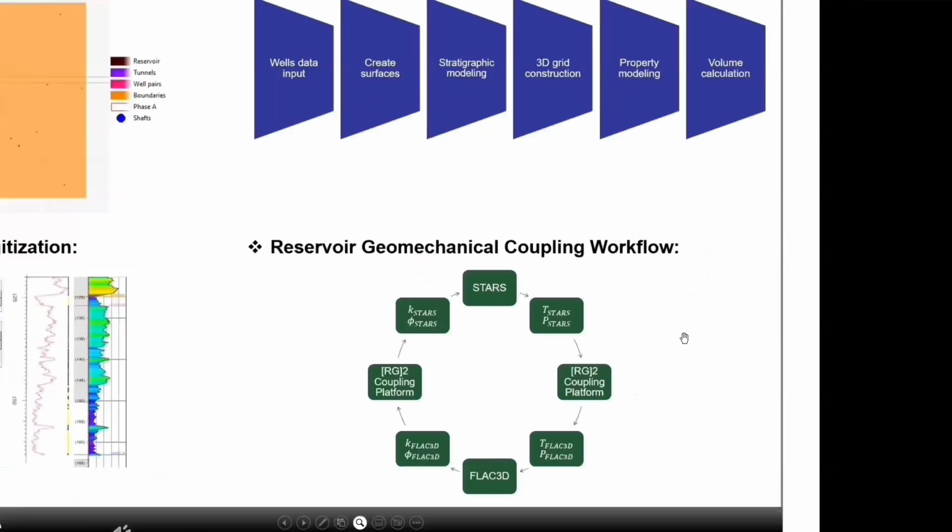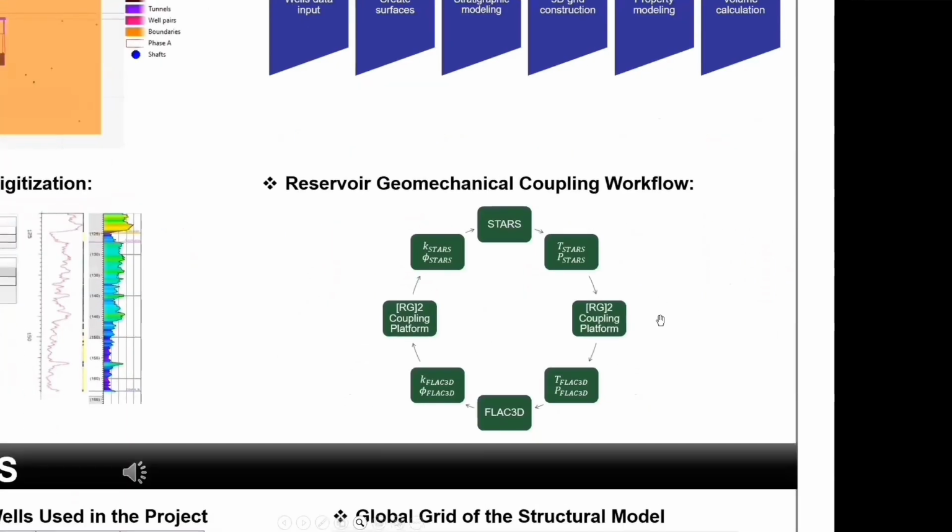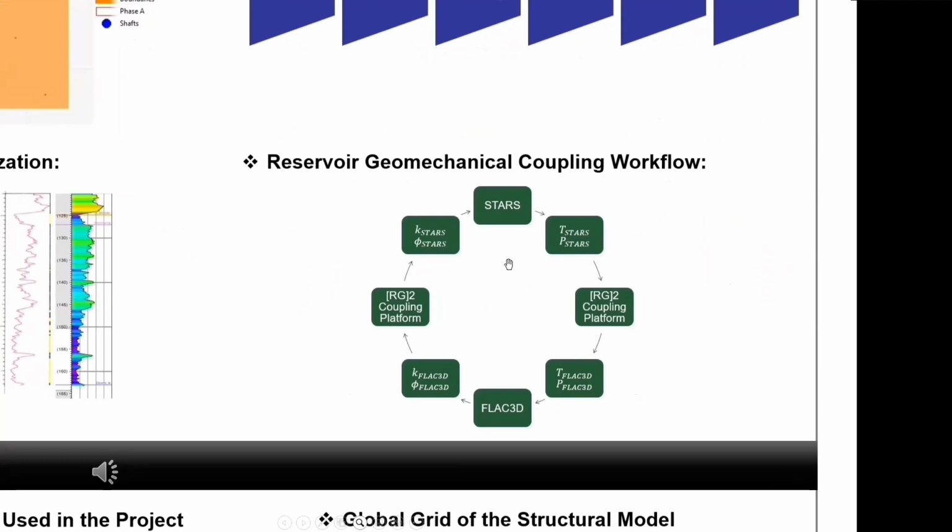Regarding the reservoir geomechanical coupling work, it will be done by using STARS for the flow simulation and FLAC3D for the geomechanical simulation. The flow simulation using STARS will provide us with temperature and pressure, which will be transferred to FLAC3D through the RG coupling platform, and then we will get a new permeability and porosity by running the geomechanical simulation in FLAC3D.